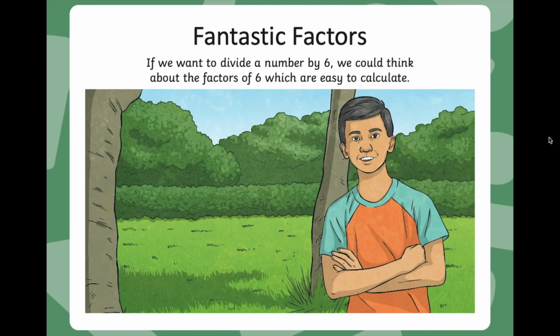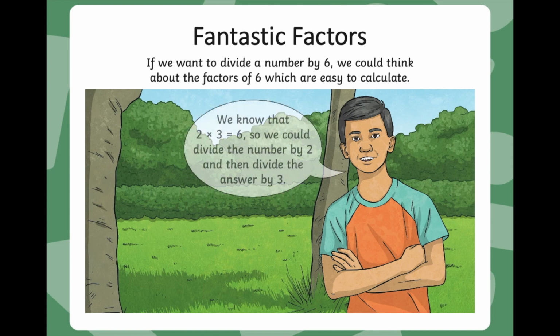Fantastic factors. If we want to divide a number by 6, we could think about the factors of 6 which are easy to calculate. We know that 2 times 3 equals 6, so we could divide the number by 2 and then divide the answer by 3.